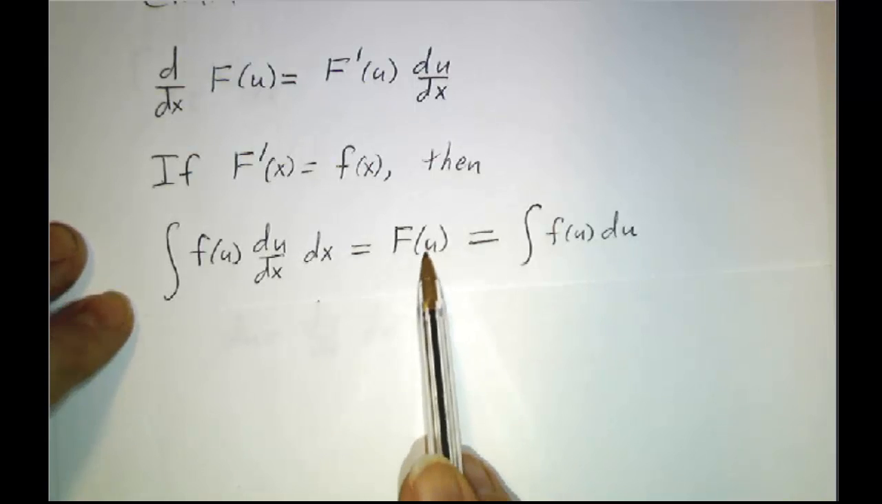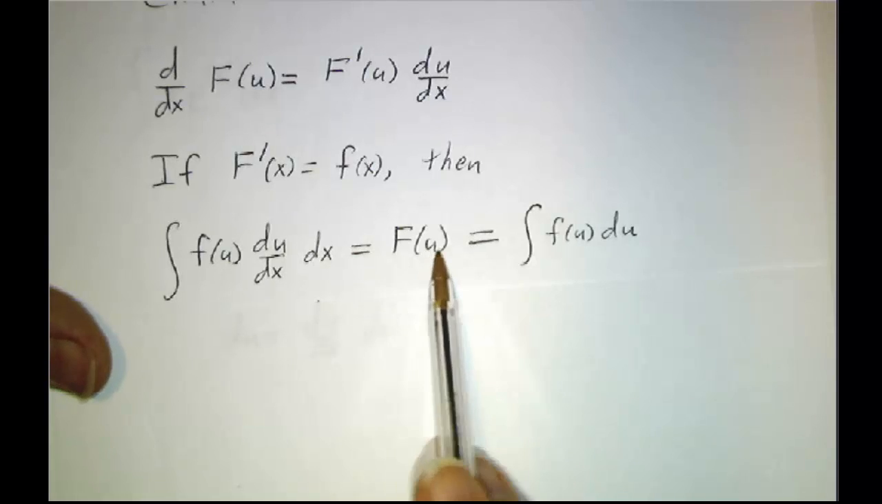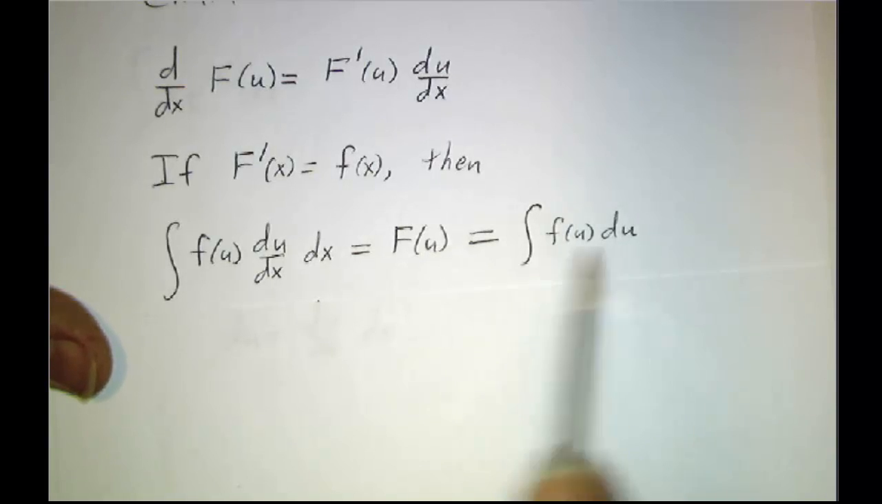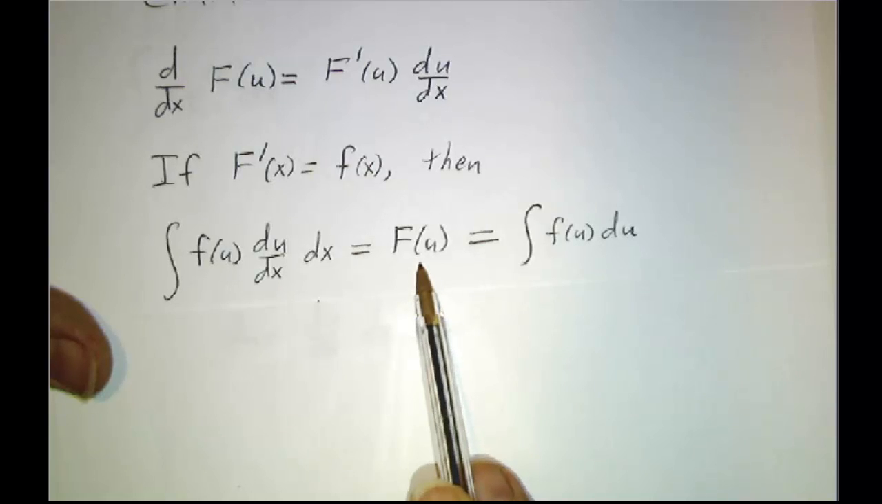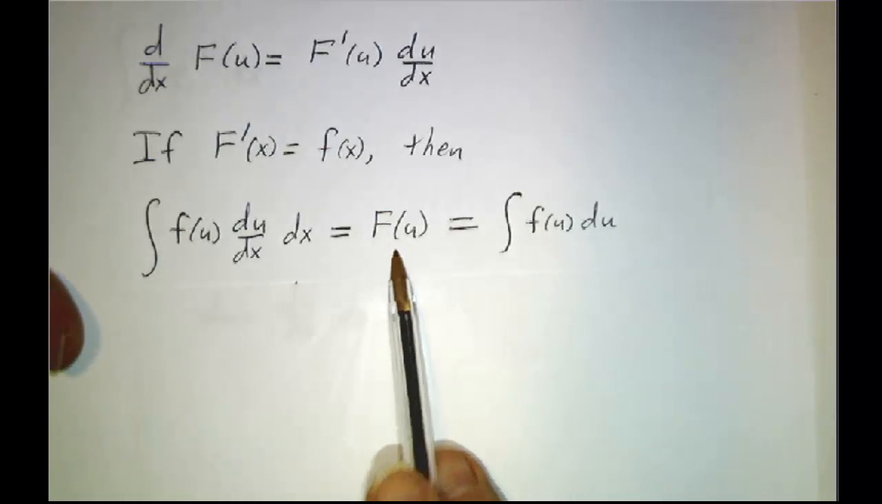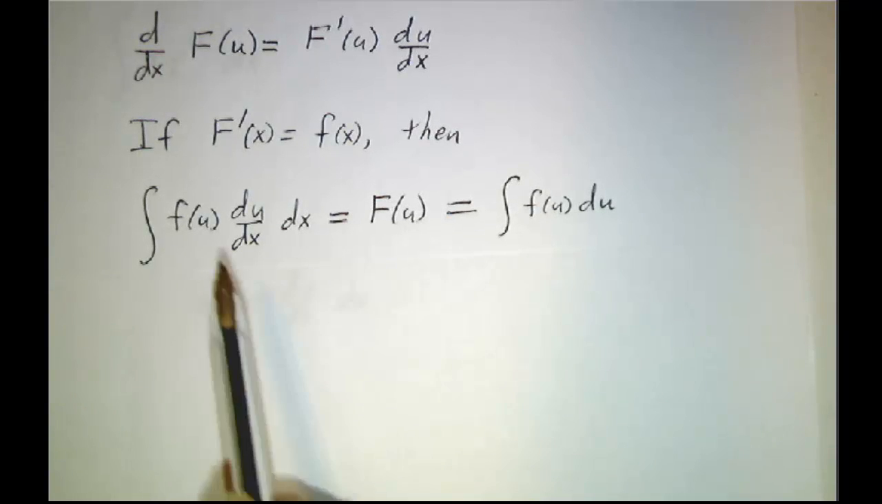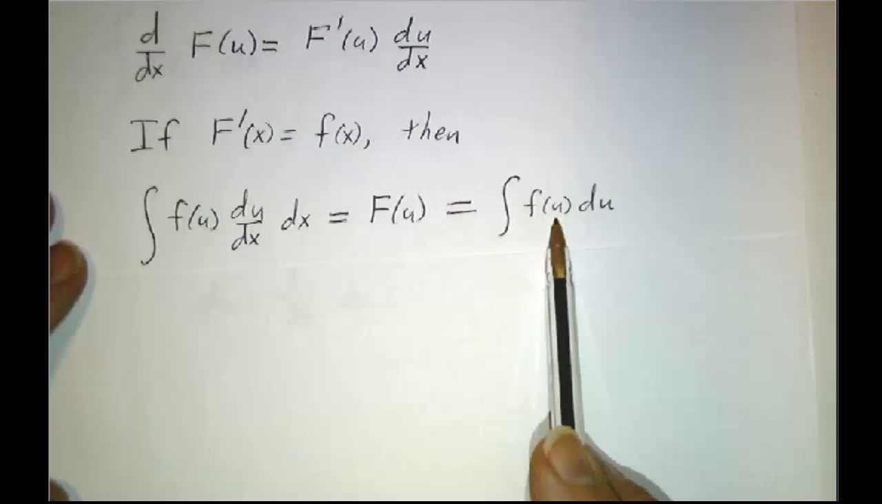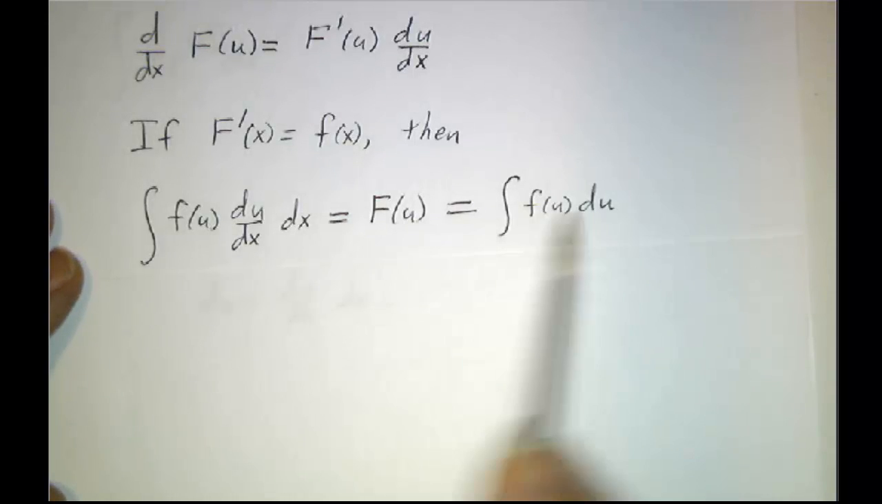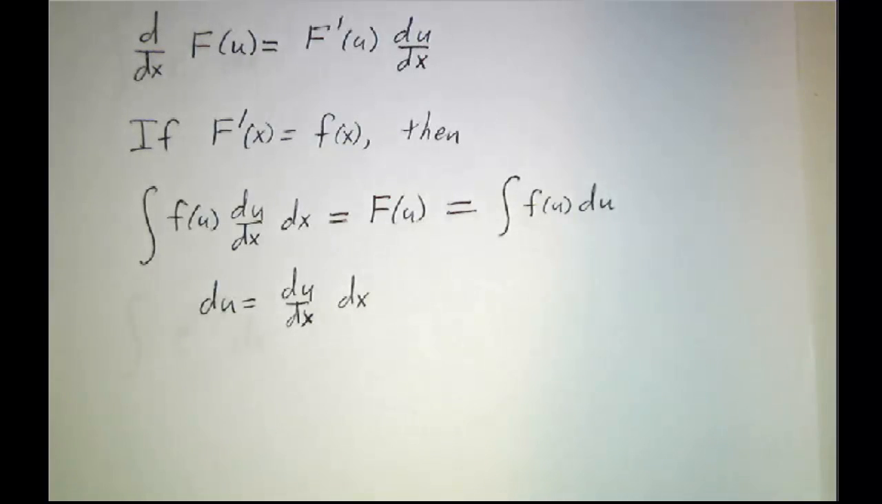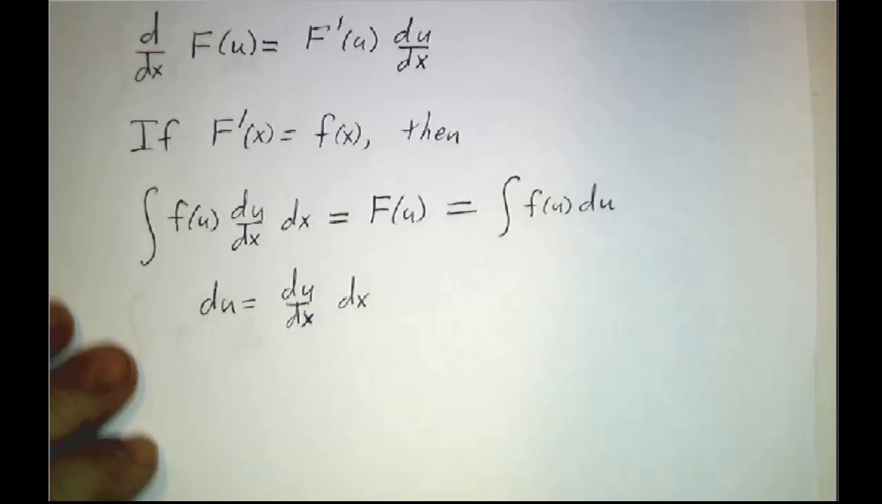On the other hand, if we never mentioned x to begin with, if we just wrote the integral of f of u du, we would also have gotten big F of u. So the idea of u-substitution is to try to rewrite things in terms of a new variable u, where du is du dx times dx. So that's the technique. Let's do some examples and see how it works.